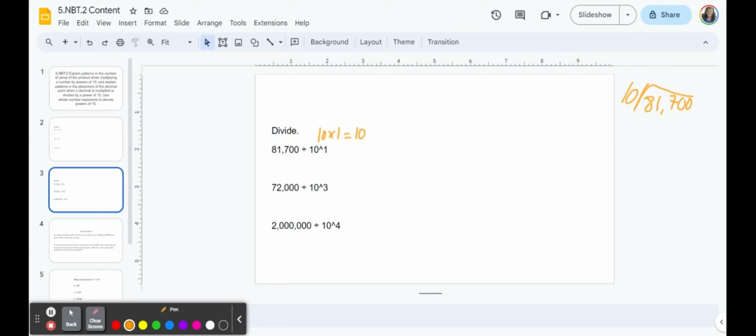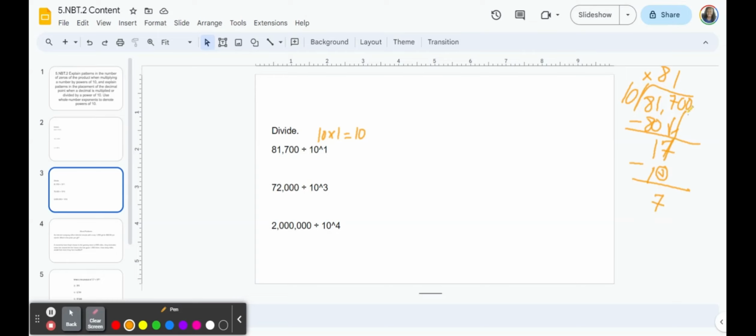All right, so does 10 go into 8? No. But does 10 go into 81? Yes. We can get at least 8 tens out of 81. And we know that 10 times 8 equals 80. 81 minus 80, that's 1. Bring down my 7. Will 10 go into 17? We know that 10 can go into 17 at least one time. 1 times 10 equals 10. 17 minus 10 equals 7.